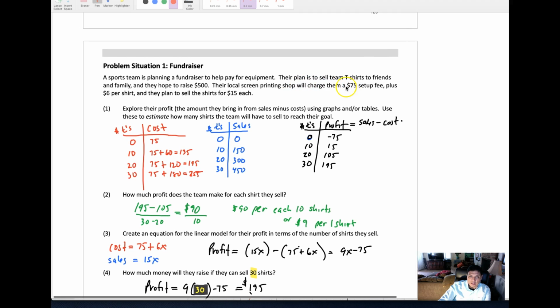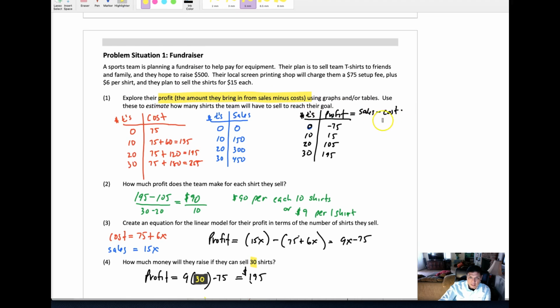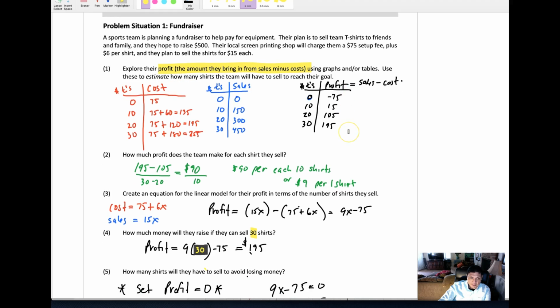We're planning to sell t-shirts. We have a setup cost and then how much the company will charge us per shirt, and then how much we plan to sell. So you can see the table of values here in terms of the cost where I created, and then the sales, and then the profit. And it's important to remember for profit, right? It's the sales minus the cost. And so then you see we end up with these values.